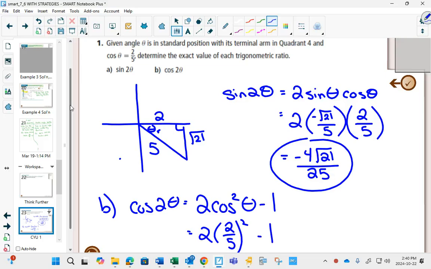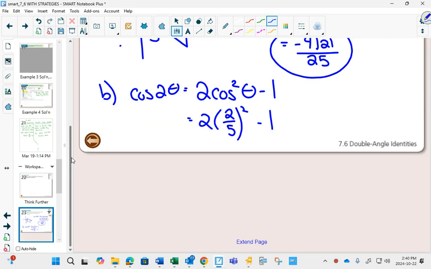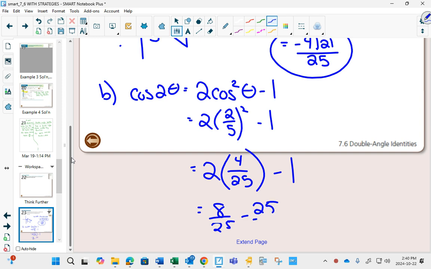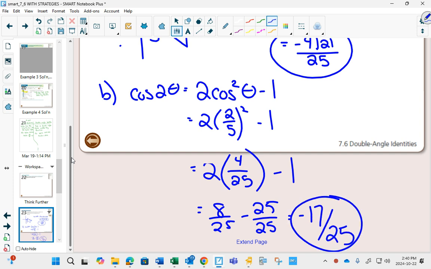Now, order of operations, I would square first. That's going to give me 4 over 25. Then I have 8 over 25. I need a common denominator, so I'll change my 1 to 25 over 25. And I end with negative 17 over 25.